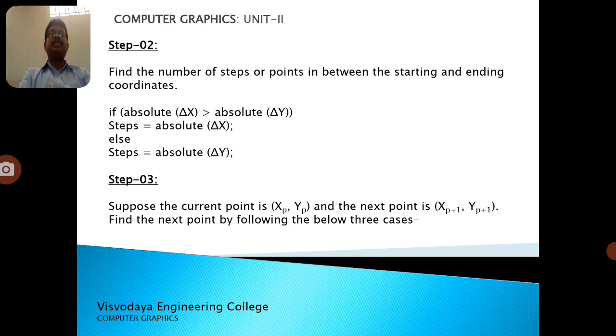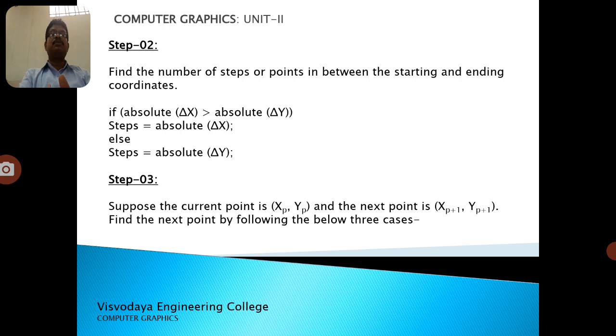The DDA algorithm explains one concept for this. If the absolute value of delta x is greater than the absolute value of delta y, then the number of steps, in the sense the iterations, in the sense the number of coordinates between the starting coordinate and the ending coordinate, is nothing but the absolute value of delta x.